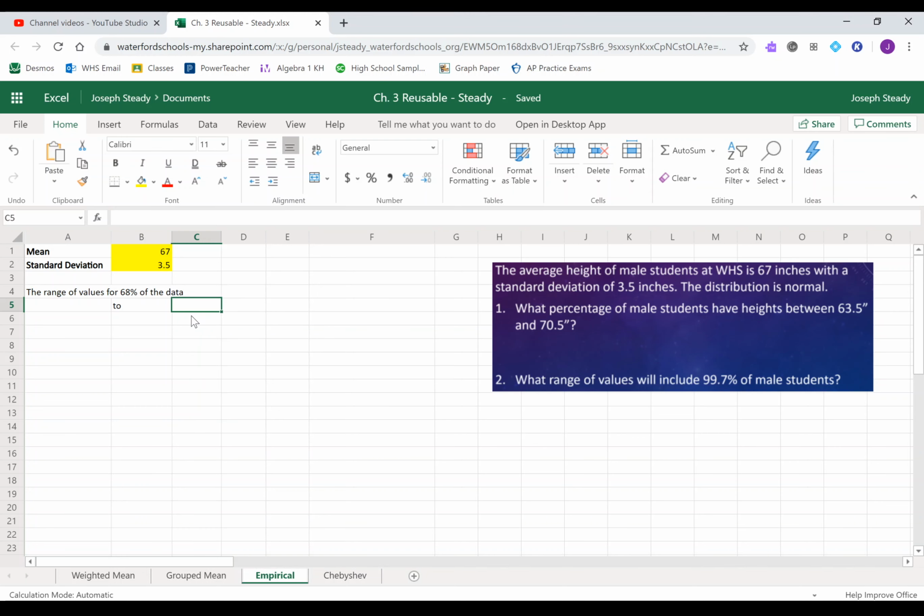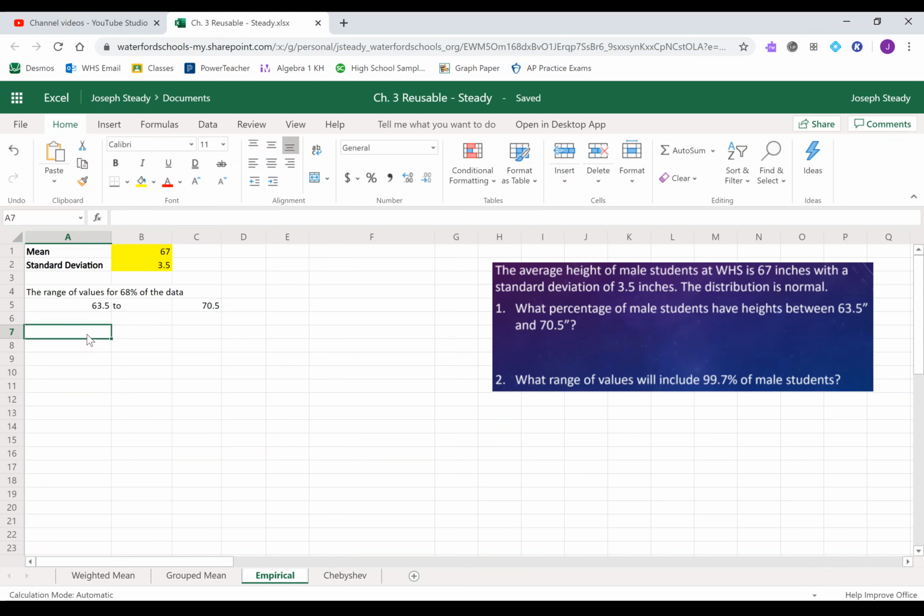So I'm just going to do exactly that calculation. Equals the mean plus 1 standard deviation, that's going to give me the top of the range of values. And equals the mean minus 1 standard deviation, that's going to give me the bottom of the range of values. So this tells me right off the bat that between heights of 63.5 inches and 70.5 inches, 68% of the male students at Waterford High School will fall in that range of heights.